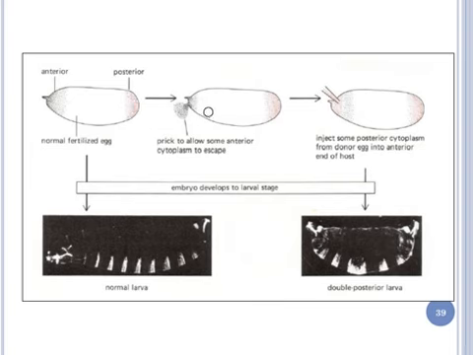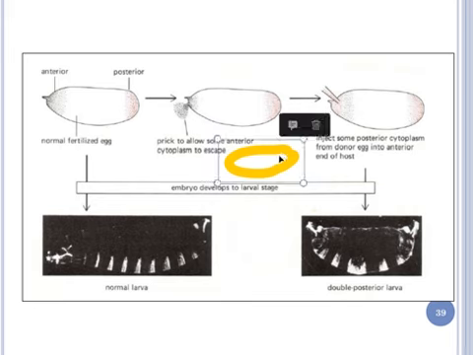They just pricked a little bit anteriorly with a needle in order to let some of the anterior cytoplasm of this embryo escape, and they inject instead, in this part, some posterior cytoplasm taken from a donor egg. They take, for example, from another donor egg, some of the posterior cytoplasm from this region right here, and they injected it anteriorly. So what do you expect from this experiment?